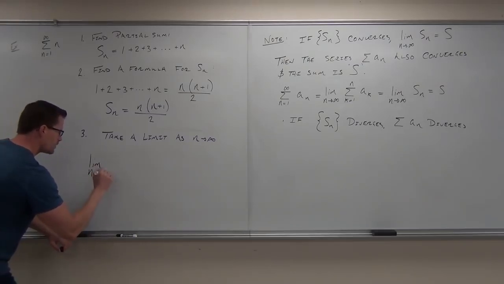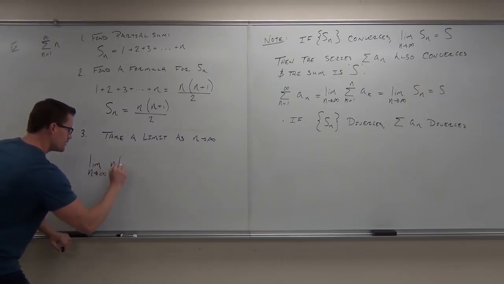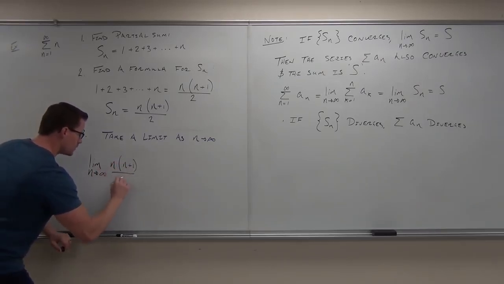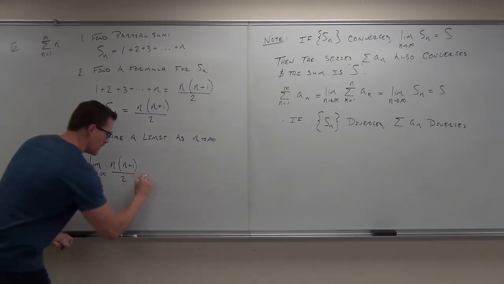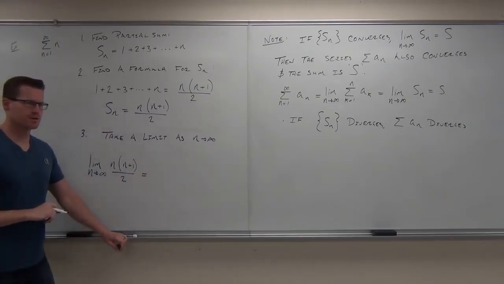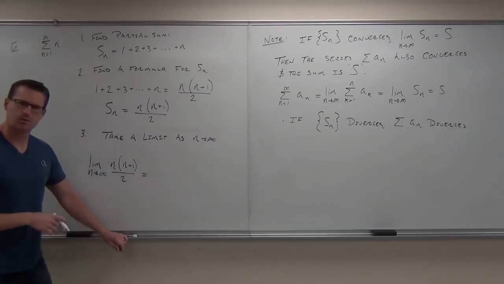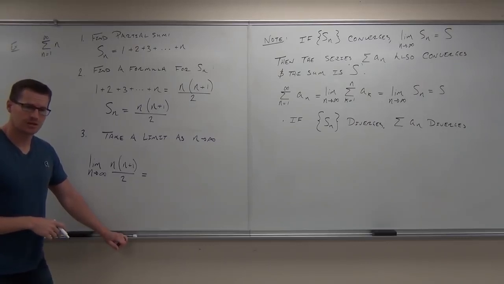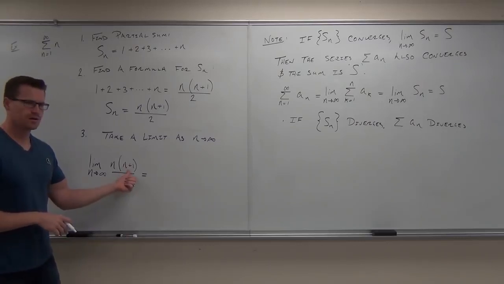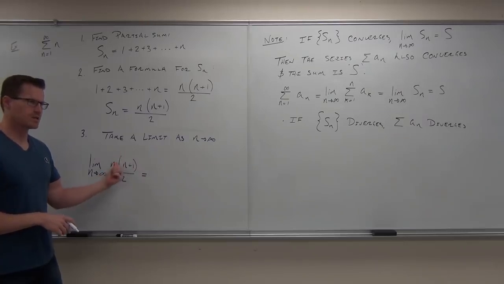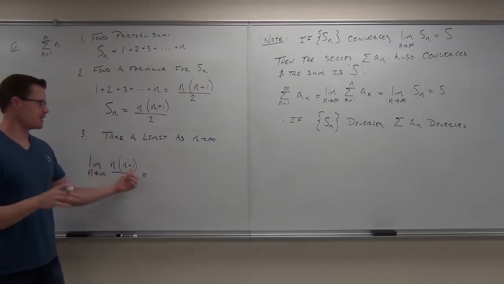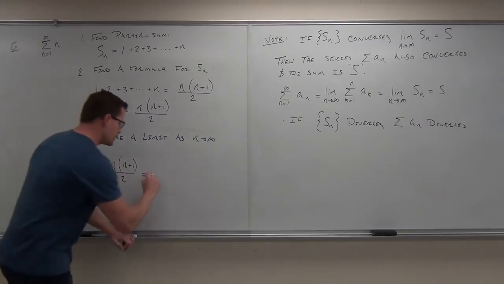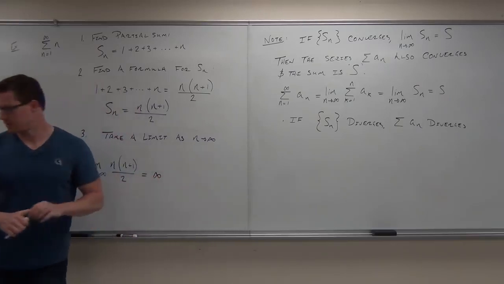So, step number 3 says, no problem, just take a limit as n approaches infinity of n times n plus 1 over 2. How much is that going to equal? Don't even worry about doing a lot of math on this. That's going to be infinity. That's infinity plus 1, right? That's infinity. What's infinity times infinity? Definitely infinity. Over 2? Who cares? Infinity.